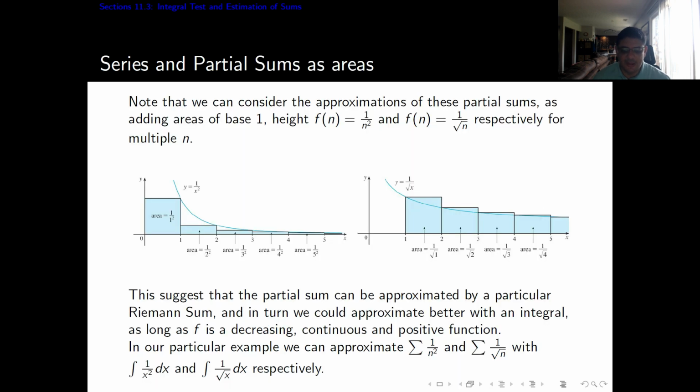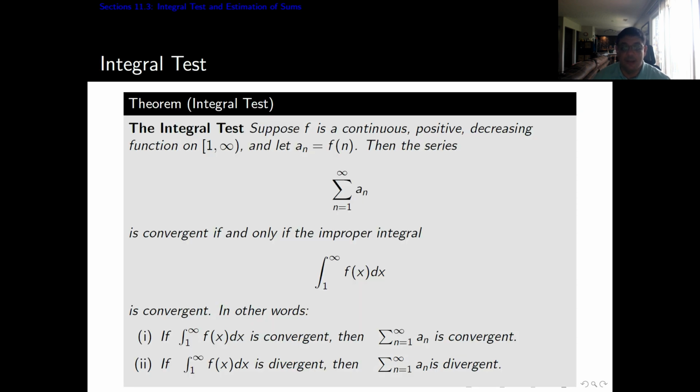In this case, f will be 1 over x squared, and the sequence is 1 over n squared. Here the function is 1 over square root of x, and the sequence is 1 over square root of n. Now, the series is convergent if and only if the improper integral from 1 to infinity of f of x dx is convergent. In other words, if the integral is convergent, then the series is convergent, and if the integral is divergent, then the series is divergent as well.